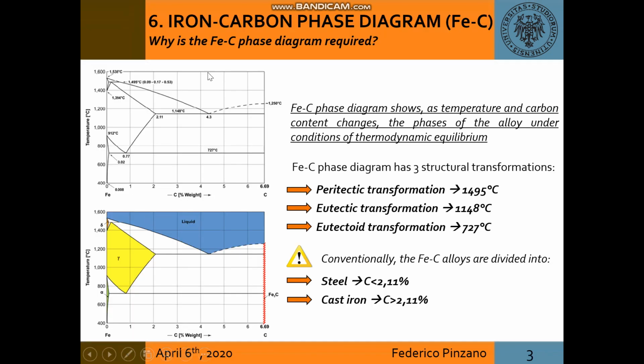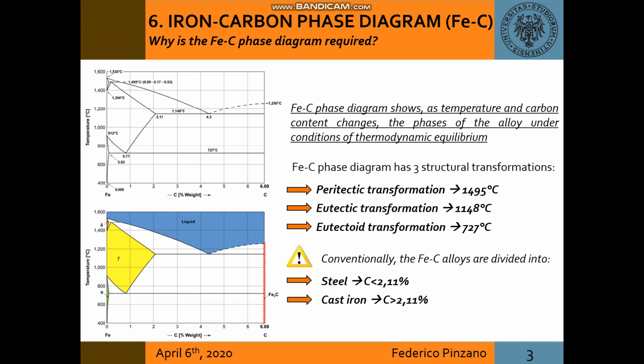Here is shown an iron-carbon phase diagram, and that allows us to see the phases of the alloy under conditions of thermodynamic equilibrium to changes of temperature and carbon content. Remember that any chemical system is defined as being in thermodynamic equilibrium if all the thermodynamic variables that contribute to describing it don't change over time.